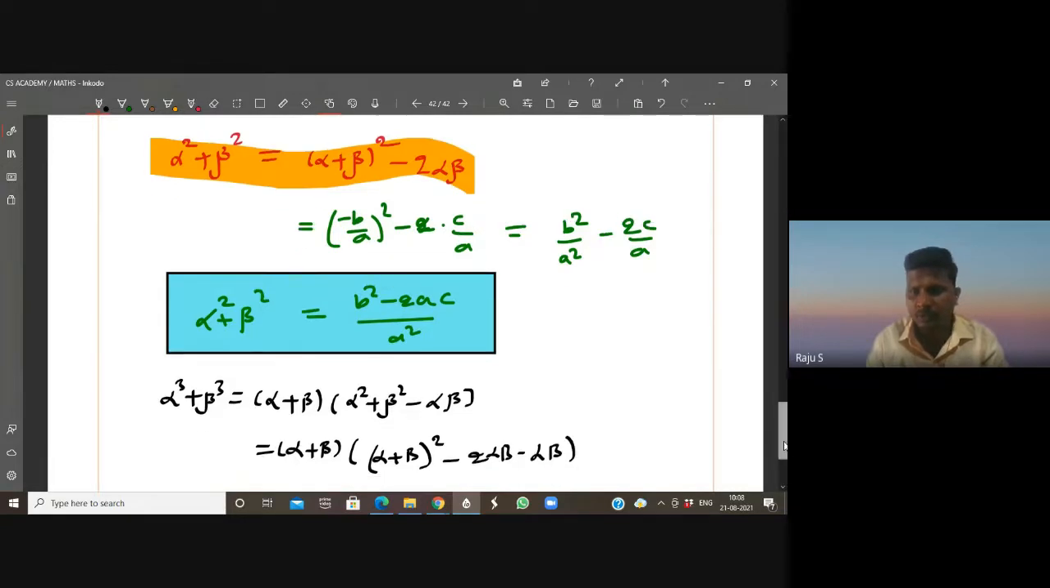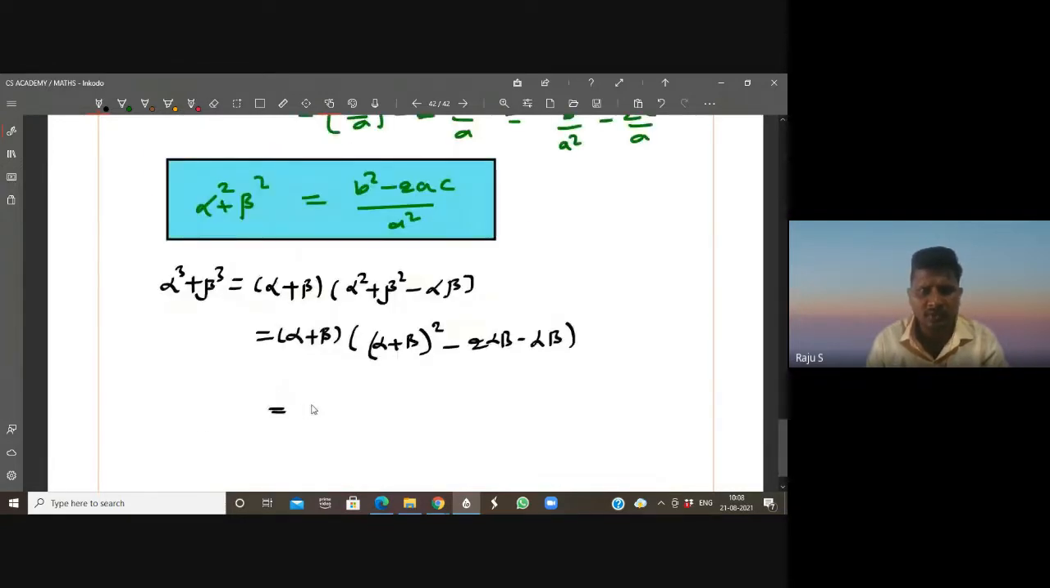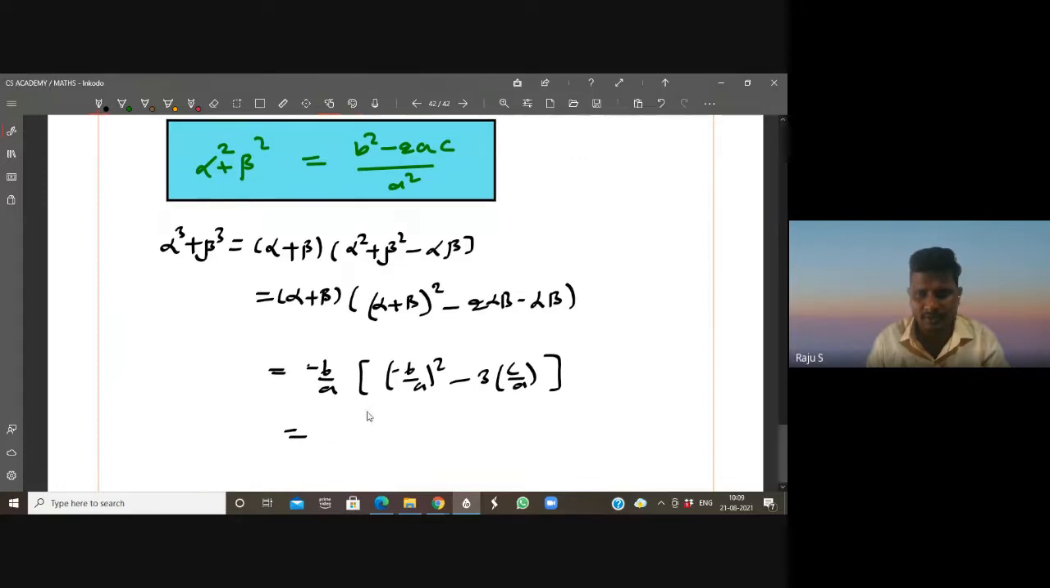So always try to change in terms of alpha plus beta. This is minus b by a, bracket, minus b by a the whole square, minus 3 alpha into beta, that is c by a. Now you have to simplify, you get that. Simplify this. This is about alpha cube plus beta cube.